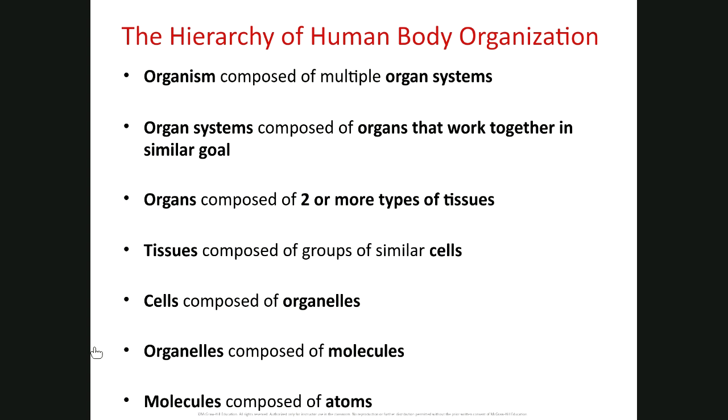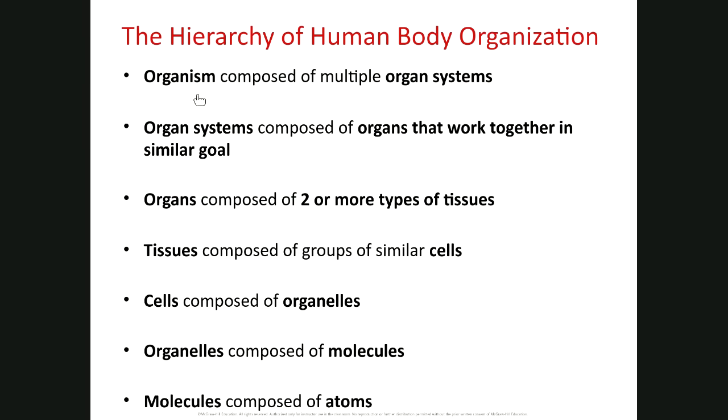All right, so the hierarchy of the human body. This is how the body is organized. This slide presents it from largest to smallest level of organization of the human body. And like I said, you'll definitely have one question about this, so you should know the order. All right. So we can go from largest to smallest.